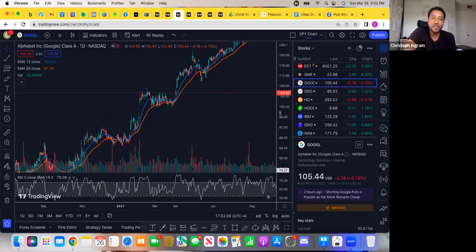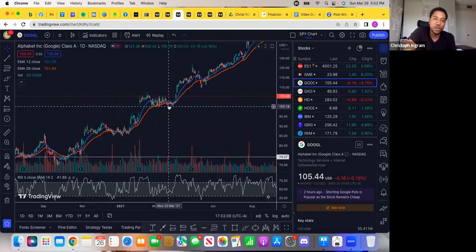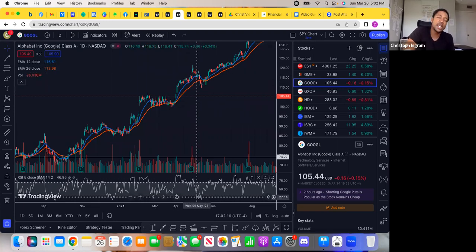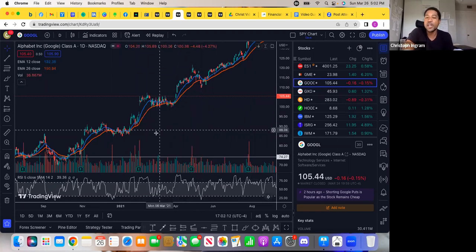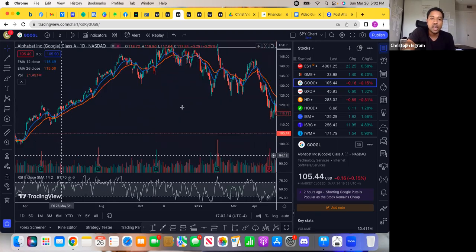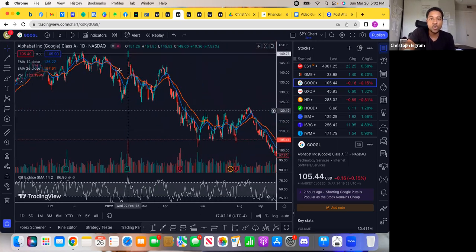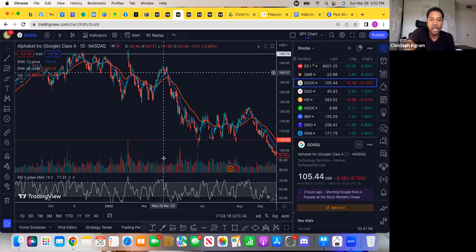This is a good uptrend for Google. So as you see, we're making higher highs, higher lows, higher highs, higher lows. So every time the RSI gets oversold and you buy it, you'll make money because that's an uptrend. Let me go over to where the downtrend is in Google. Lower low, lower high, right here.